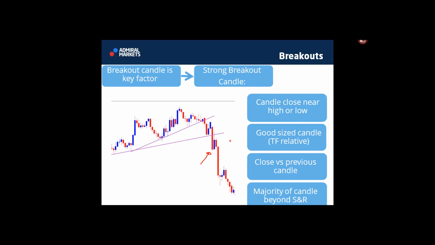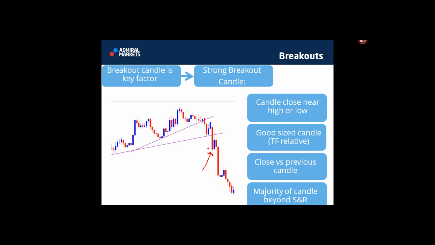Fourthly, I like to see at least half of the candle breaking through what I use for a breakout. If I'm using a trend line for a breakout, I want to see at least half of that candle push through the trend line. So when we look at this example right here, we have the arrow, at least half of that candle, a bit more actually, is breaking through that trend line. That's another reason why the breakout is good in that case.